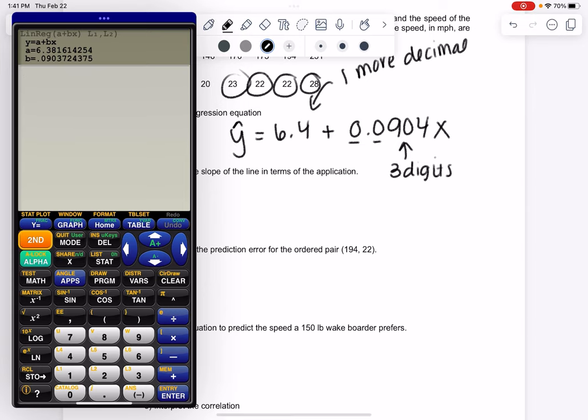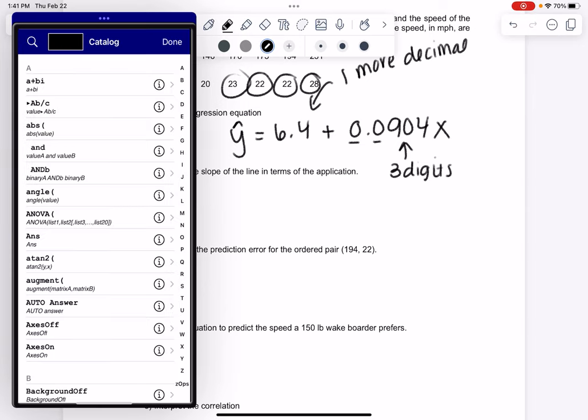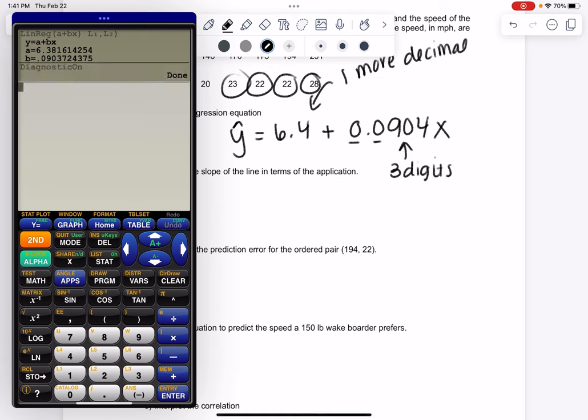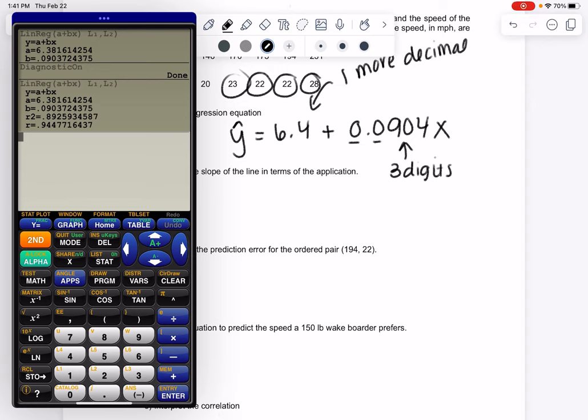So hopefully yours are already on, but if they're not, you go to catalog and you scroll all the way down to D for diagnostics and turn them on. And then if you do linear regression again, they should pop up. So make sure your diagnostics are on before the test. We'll talk about those in a second.